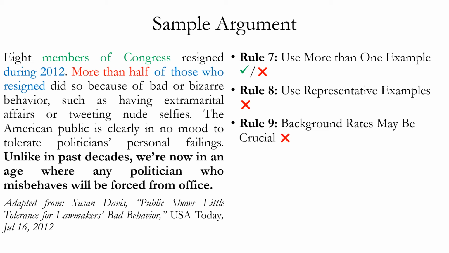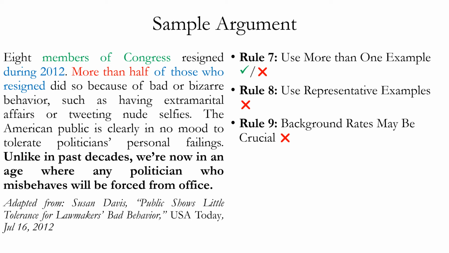This argument does not do a good job of following Rule 9 for two main reasons. One is that it provides us no context of previous years. We're only looking at resignations during 2012. We don't know if this is a higher or lower rate of resignation than in previous years. You also could say, maybe this is the third point, that it's only looking at members of Congress who resigned, so we can't even compare the congressional resignations with those of other political bodies. That kind of relates to Rule 8 in terms of representative samples. And by the way, there can be overlap and interaction between different rules like this.